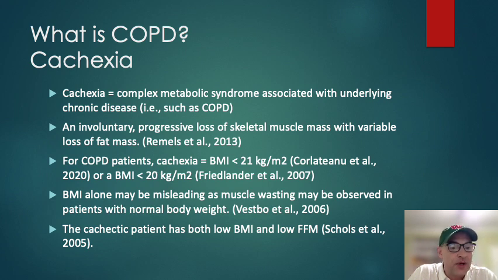We've tried to standardize the definition of cachexia using BMI, and there's a couple of different cutoff scores for that. But some people have criticized the use of BMI as it may be misleading because sometimes we do see muscle wasting, not only in people with normal body weight, but people even that are overweight or obese on the BMI scale. Typically, though, the cachectic patient is going to have a low BMI and also have low fat-free mass.